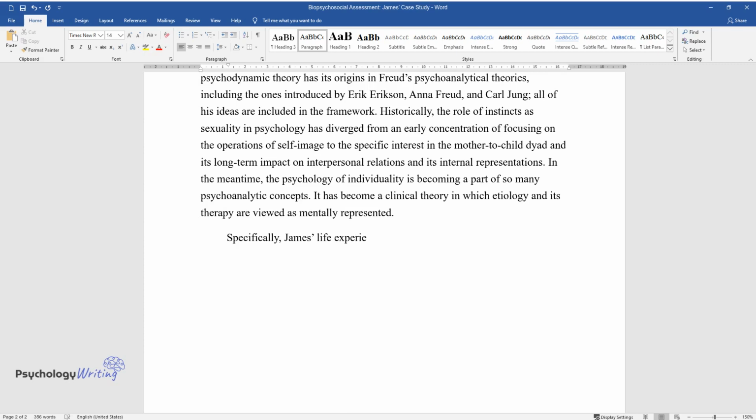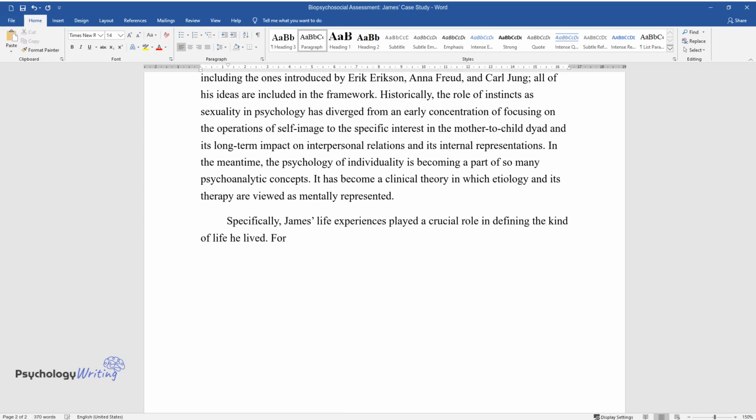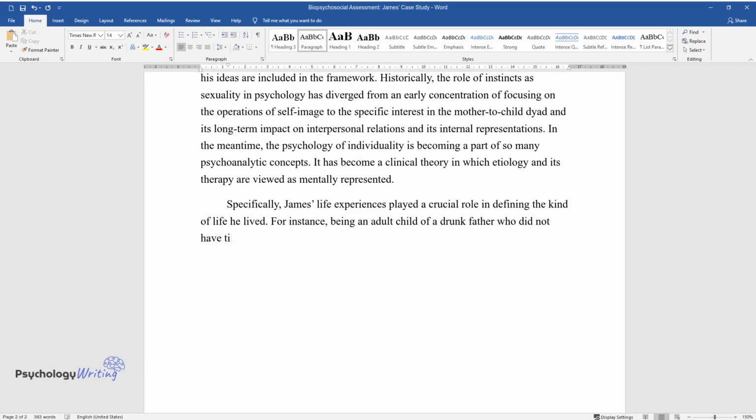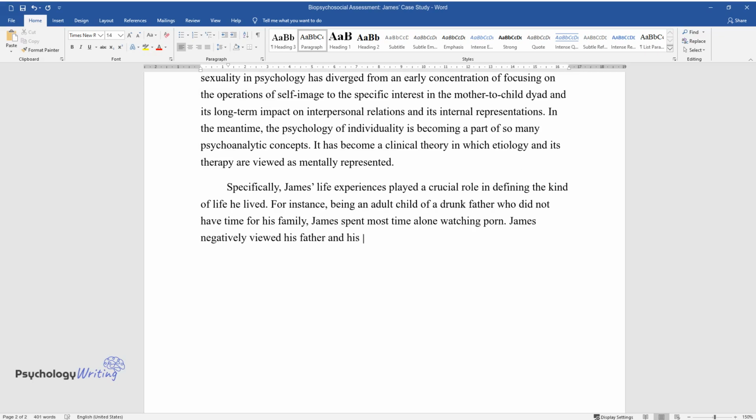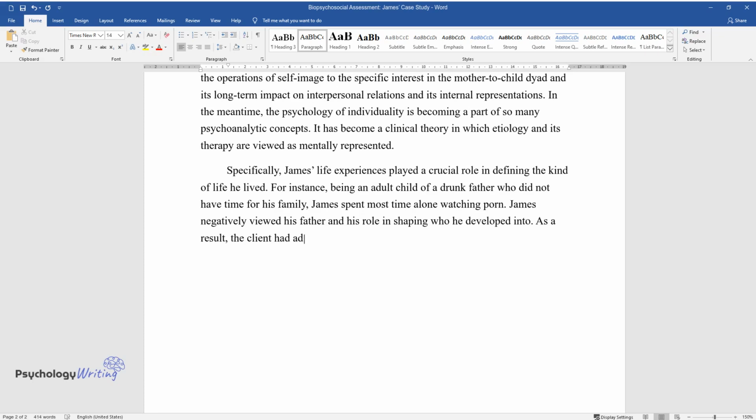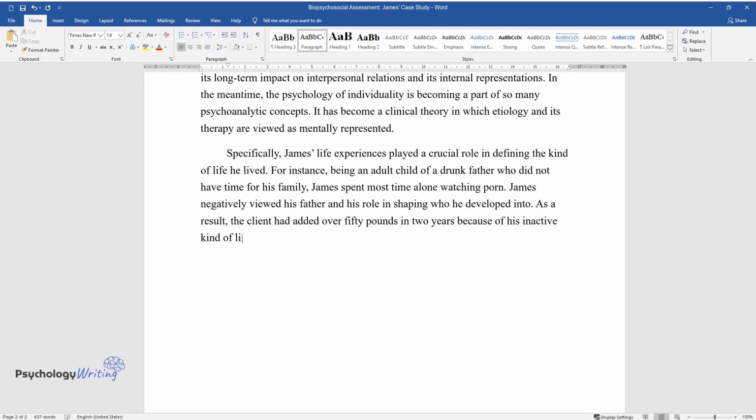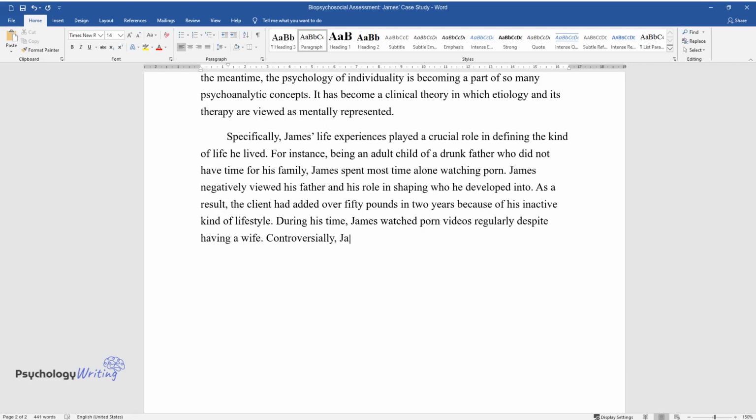Specifically, James' life experiences played a crucial role in defining the kind of life he lived. For instance, being an adult child of a drunk father who did not have time for his family, James spent most of his time alone watching porn. James negatively viewed his father and his role in shaping who he developed into. As a result, the client had added over 50 pounds in 2 years because of his inactive lifestyle. During his time, James watched porn videos regularly despite having a wife.